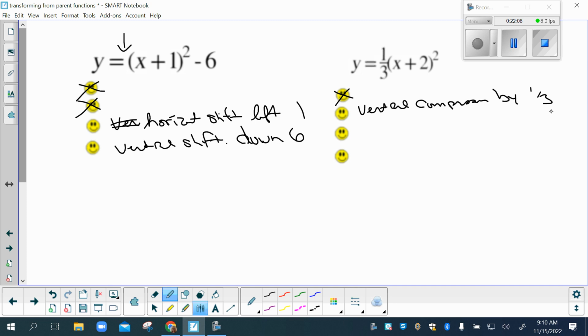How about left and right? Do I have some left and right action happening? Yeah, I do. So he's going to be a horizontal shift. He's going to the left 2 units. And let me ask you this, is he being moved up and down? No. So you could just leave it off. Just leave it off.